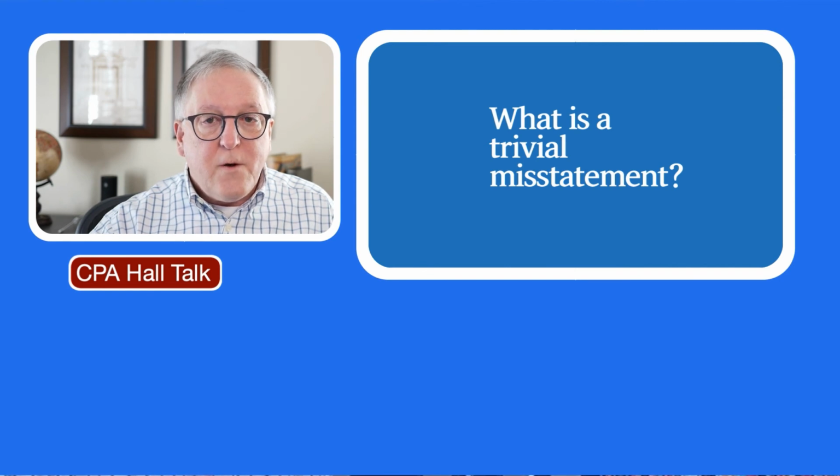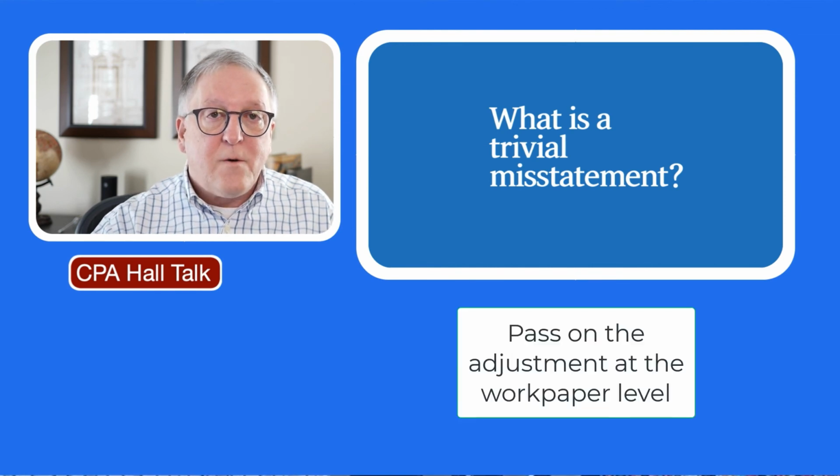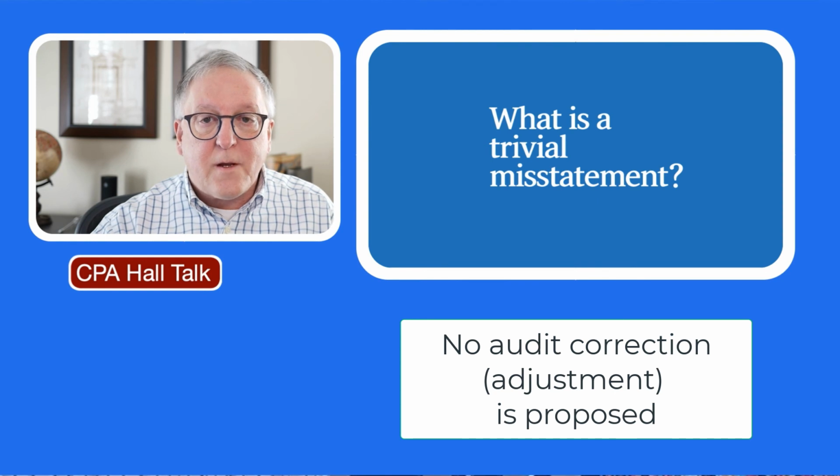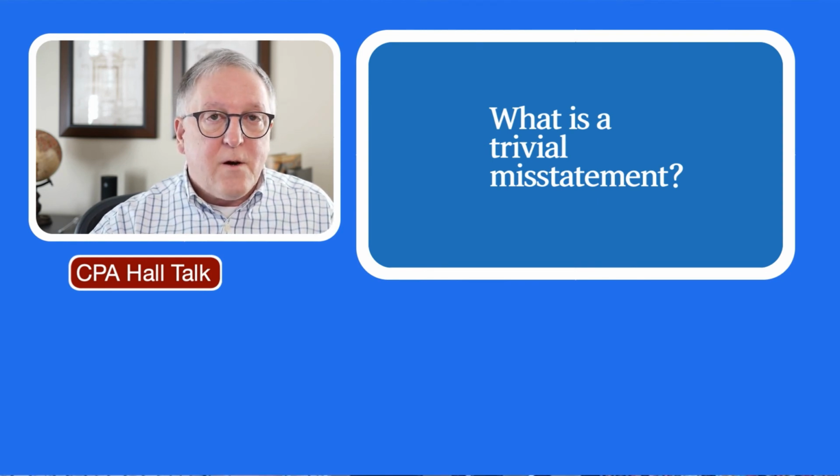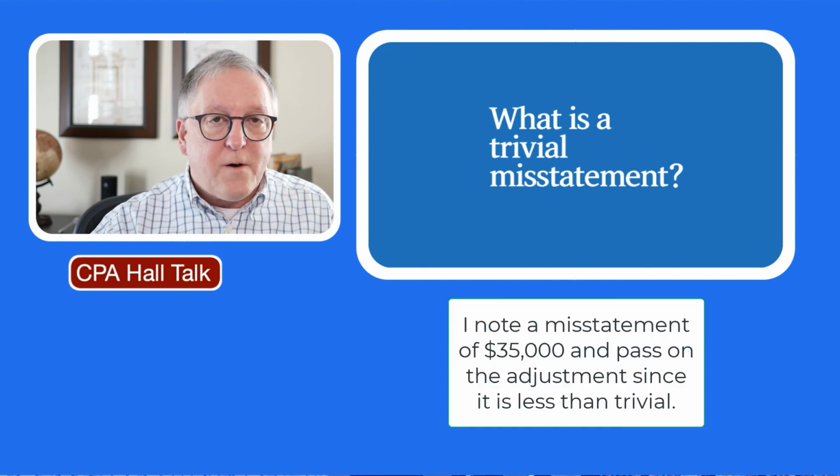And what you're going to do with that trivial misstatement amount, if you find an error, say in accounts payable, and it's $35,000 and your trivial amount is $50,000, you're going to pass on the adjustment on the work paper. In other words, you're not going to propose an audit adjustment because it's trivial. And you would do this on any area that you're auditing, whether it's cash or receivables or whatever it is. If the misstatement is less than your trivial amount, then you're going to pass on proposing an adjustment on the work paper, and you'll just say on the work paper, I note a misstatement of $35,000. I'm not making a correction because it's a trivial misstatement.